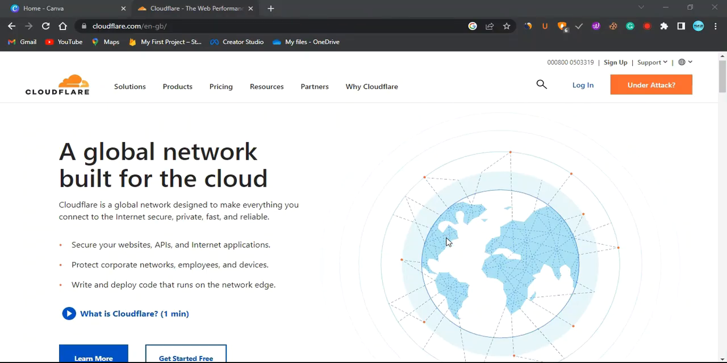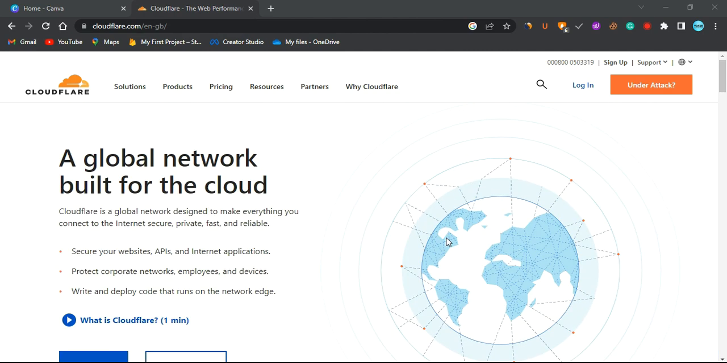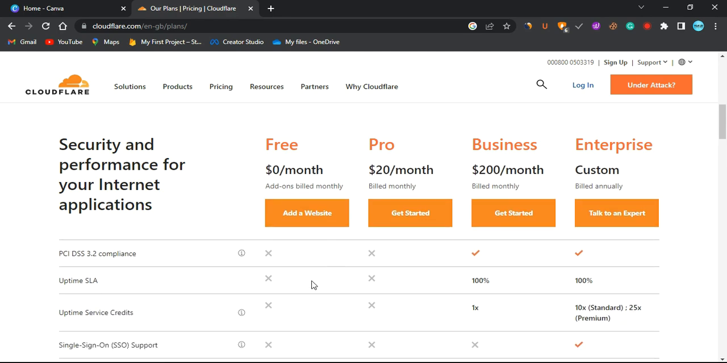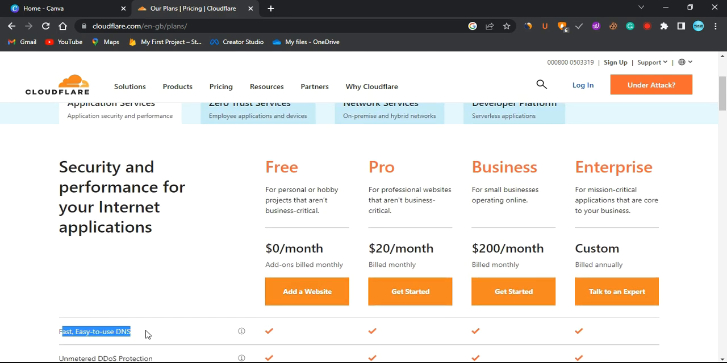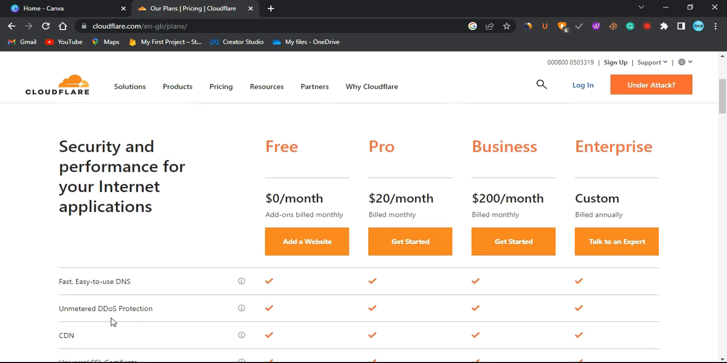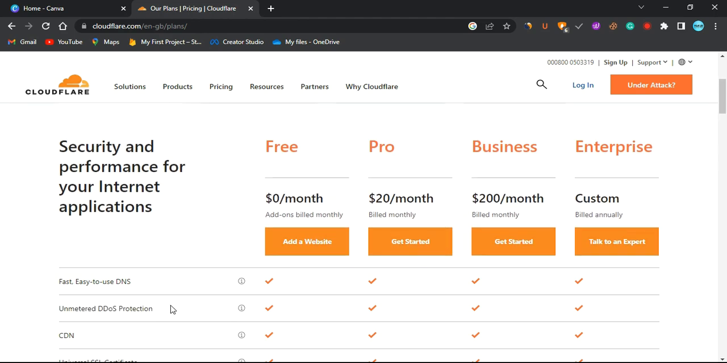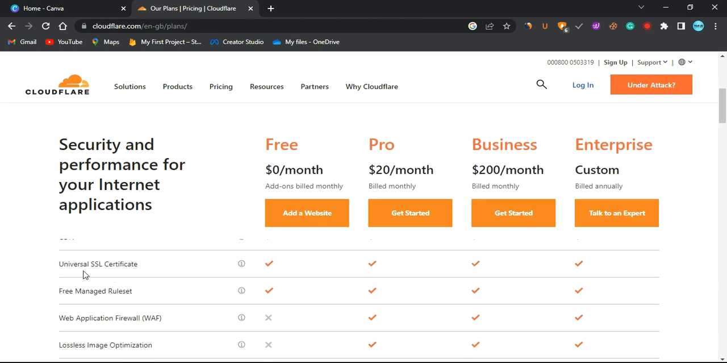Cloudflare is one of the most famous CDN providers, and the best thing is they also have a free plan. I personally use Cloudflare for two of my websites, and if I go to compare the plans here, you will get easy to use DNS, which is free, and unmetered DDoS protection. And let me tell you, their DDoS protection is really amazing. And the CDN you will get, yes, for free, and the universal SSL certificate.